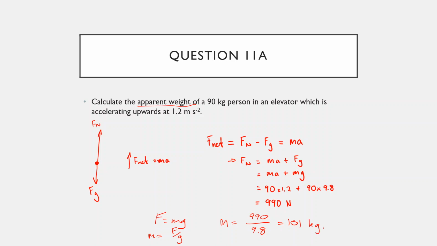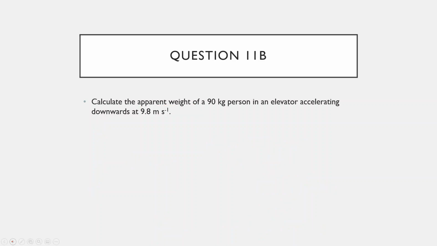So the person feels heavier because that's exactly what's going on. They feel as if they are 101 kilos rather than 90 kilos because the ground is pushing up on them more than it normally does. Okay, so 11b, very similar question, except now the elevator is accelerating downwards. The ones who are paying attention probably would be able to figure out what their apparent weight would be without doing any calculations. Let's do some calculations though.